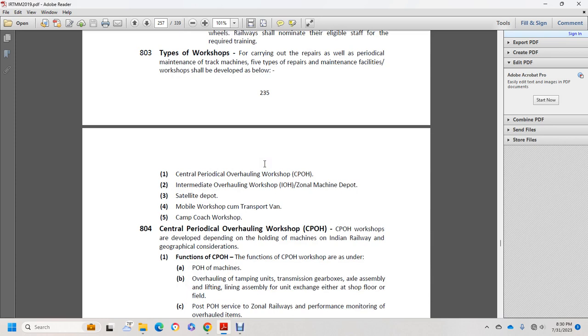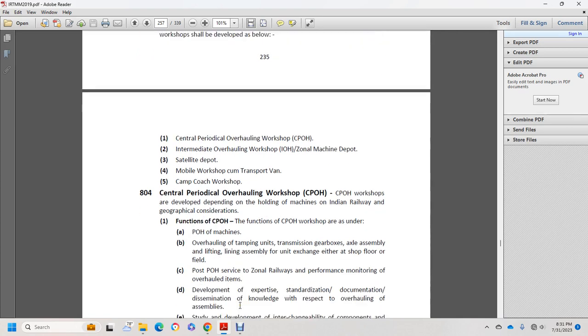Functions of the central periodic overhaul workshop are as under: periodic overhaul of machines, overhauling of tamping units, transmission, gearbox, axle, and some lifting and lining assembly units, exchanged either on the shop floor or in the field. Post-periodic operational service with the zonal railway, and performance monitoring of the overhauled items.